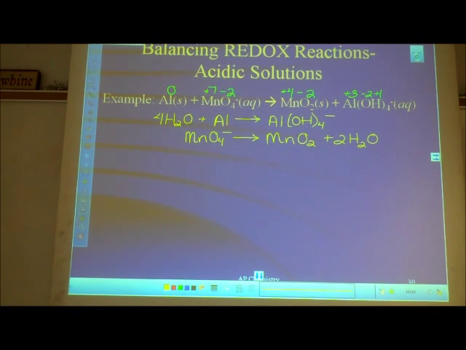The next step says, balance any hydrogens using H+ ions. Okay? Well, you guys tell me, how many hydrogens are on the left-hand side? 8. How many are on the right? 4. So watch how I'm going to fix that problem.